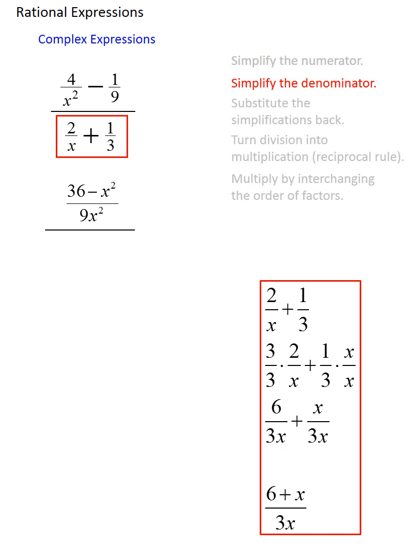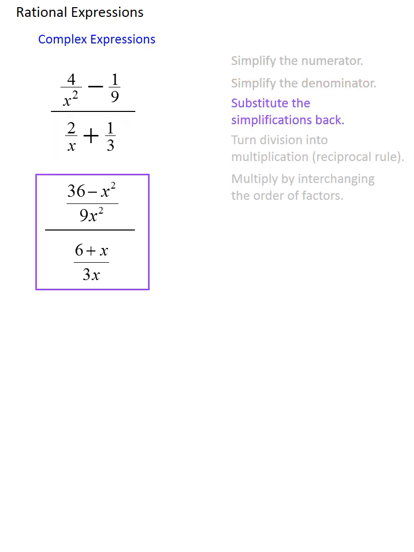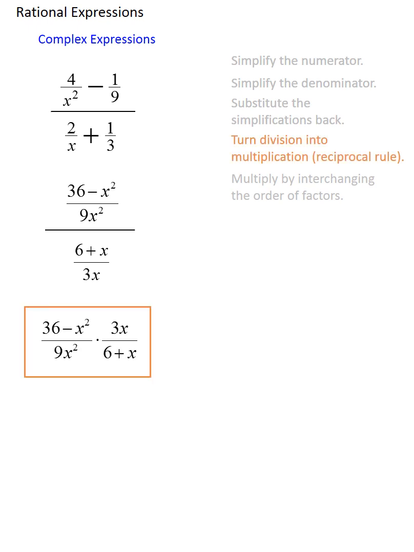All right, hopefully you got 6 plus x all over 3x, and that's our result for our denominator. And I'll carry us through the rest of the problem here. Now that we've worked out the numerator and denominator as if they were separate, unrelated math problems, I now have a single fraction over a single fraction. I can now use the reciprocal rule by flipping over the bottom fraction and turning it into a multiplication problem.